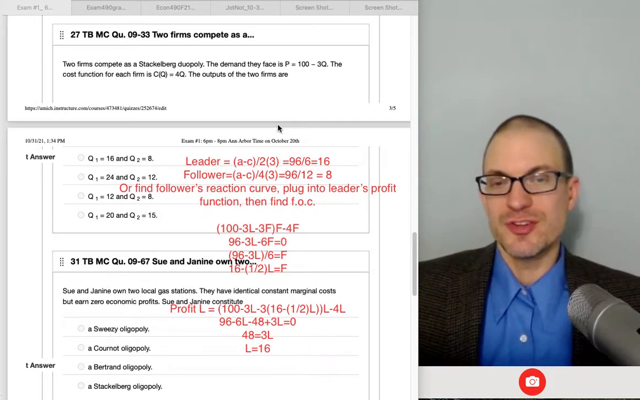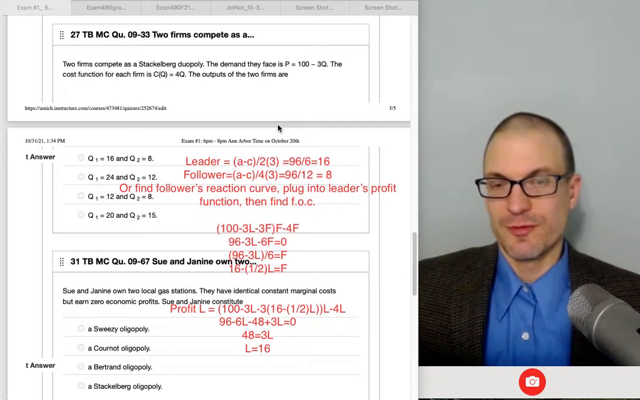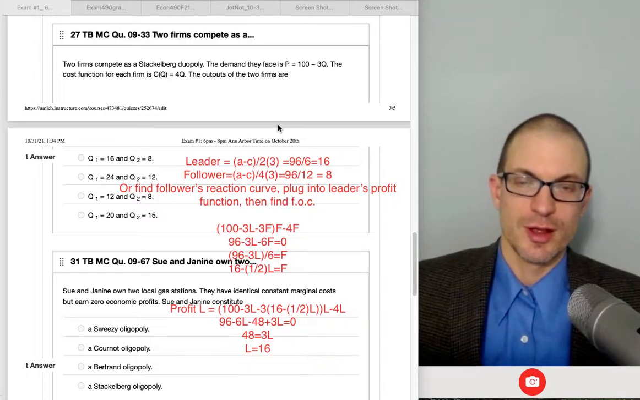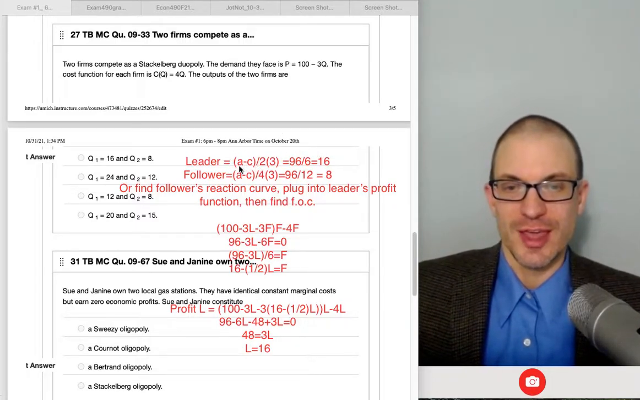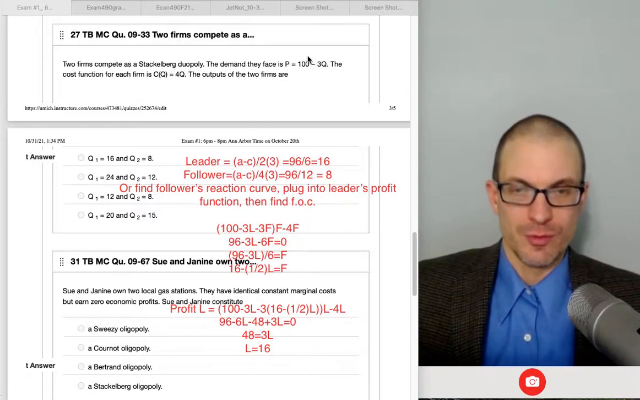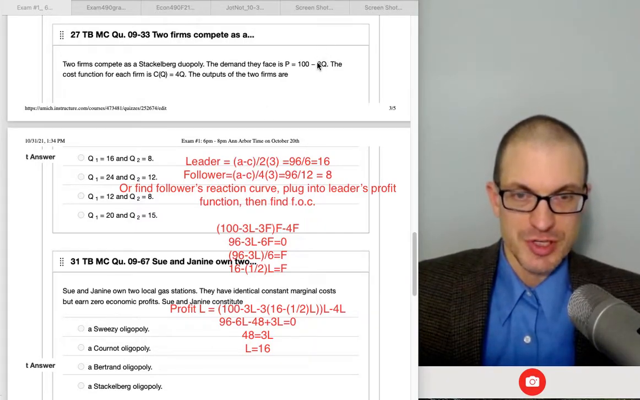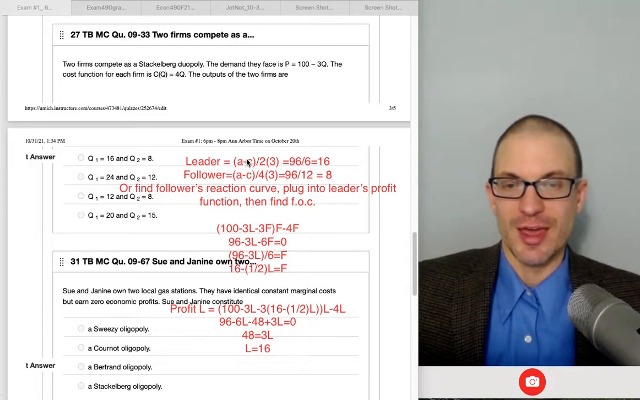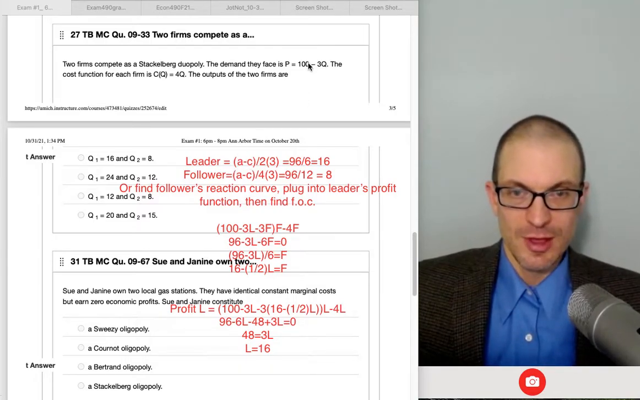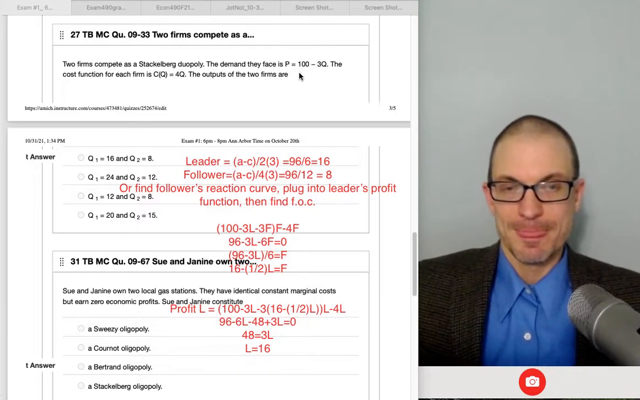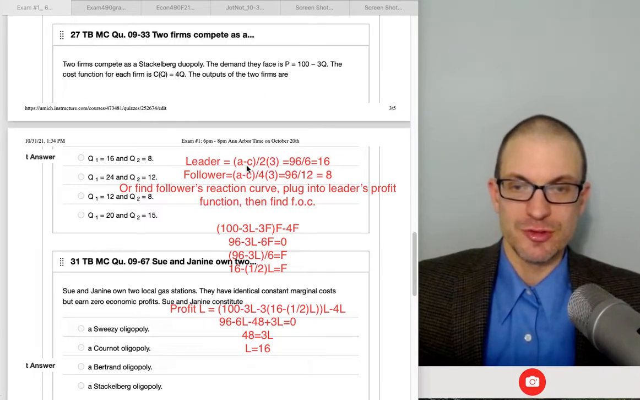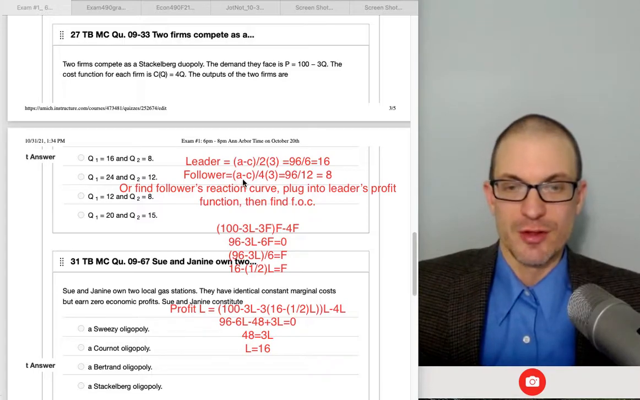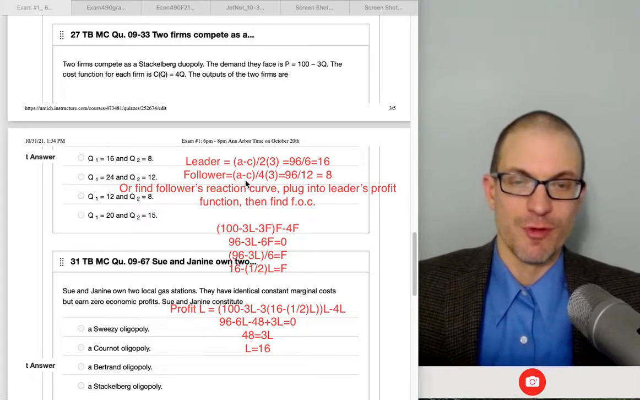Okay, so there is a formula to find the leader and follower's quantities directly. It's not exactly what we developed in class. The one we had, where the coefficient was equal to 1, was that the leader is A minus C, where A is the vertical intercept of the inverse demand and C is the marginal cost. So it'd be A minus C divided by 2 is the leader's output. The follower's output is A minus C divided by 4.